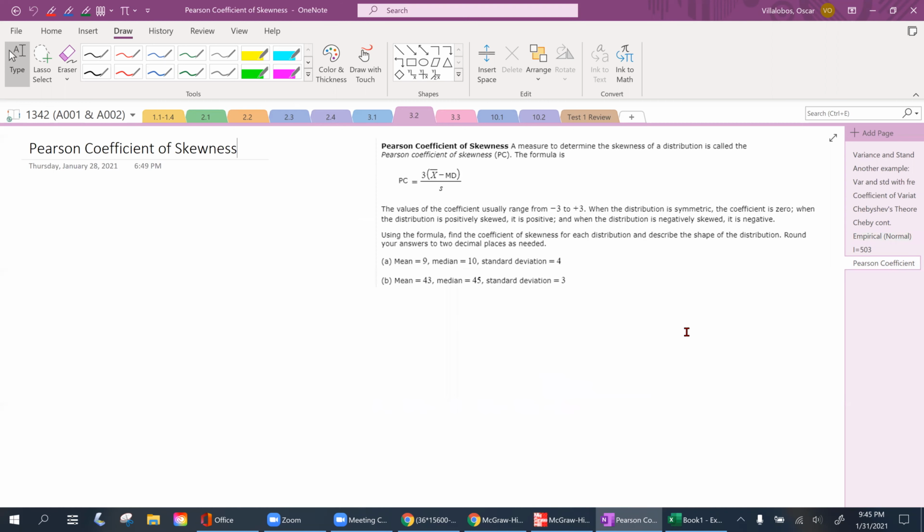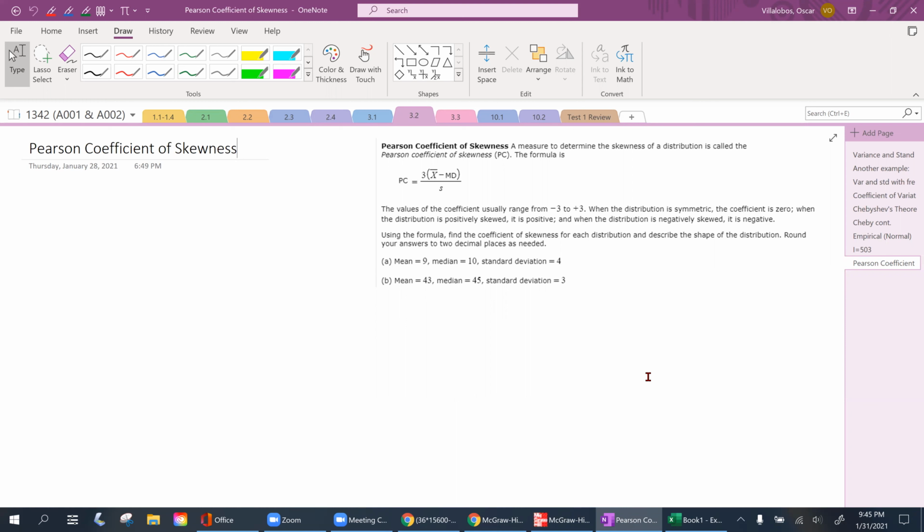With that range between -3 and 3, we can tell a lot from the symmetry of the graph, right? And this is going to lead us to the final part of this section, which is going to be Pearson's coefficient of skewness, right? This is going to be the formula: 3 times the mean minus the median, all of it divided by the standard deviation, right? What this is going to tell us is the skewness of the graph. Is it negatively skewed, positively skewed, or is it symmetrical?